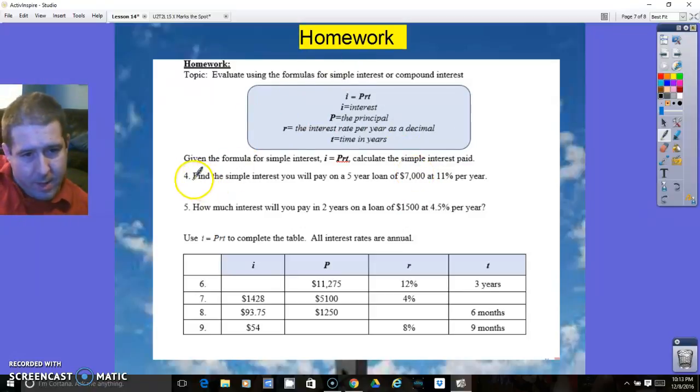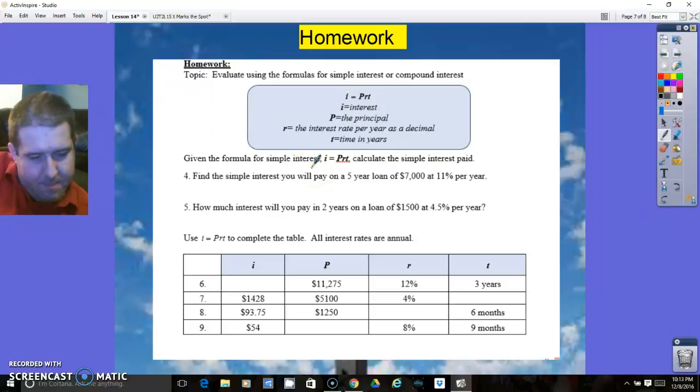So look what we got here. We got question number 4. Find the simple interest if you pay on a 5-year loan $7,000 at 11% per year. So that's going to be 7,000 times 1.11 because that's an exponential growth. Then multiply that by 5. Sorry, what are we talking about? We're not talking about exponential growth. This is simple interest. I'm sorry.